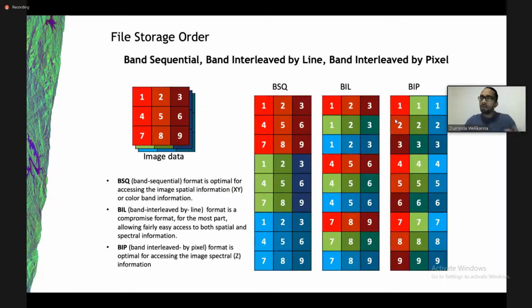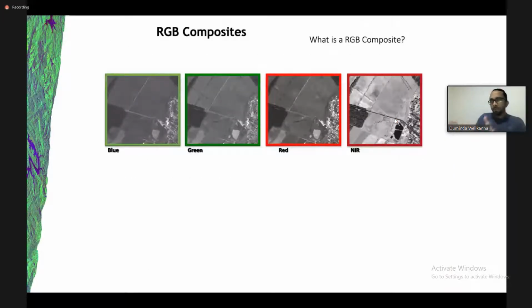Now I'm going directly into a little bit of satellite image composites. That means we can combine bands. So we call it composites. Remember I showed you an RGB composite of Hyperion. I said red band is 40, blue band is 30, and the green band was 20. Remember RGB, it's a composite.